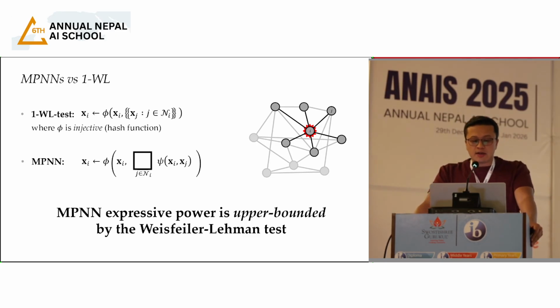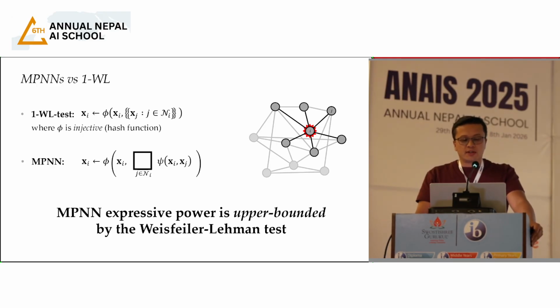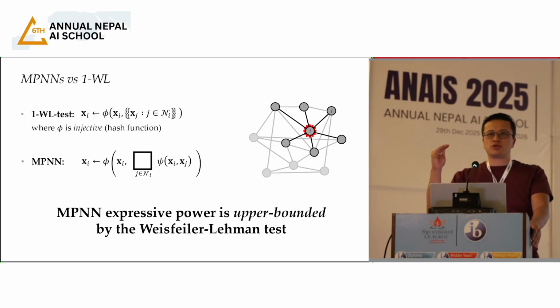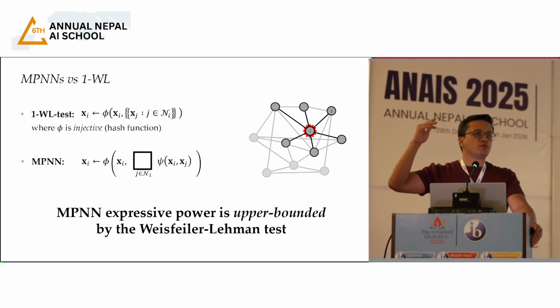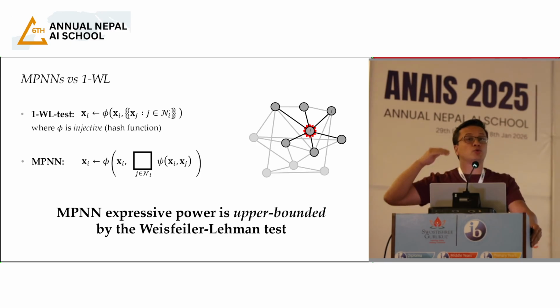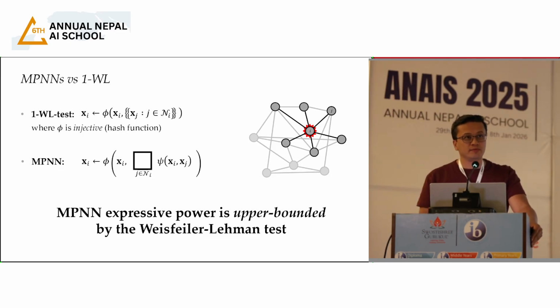So in this sense, it's kind of easy to see that the message passing neural network's expressive power is upper bounded by 1 WL. And what does that mean? So at best, what we can hope from a message passing neural network is to distinguish the graphs that can be distinguished by 1 WL. So we cannot go beyond 1 WL.